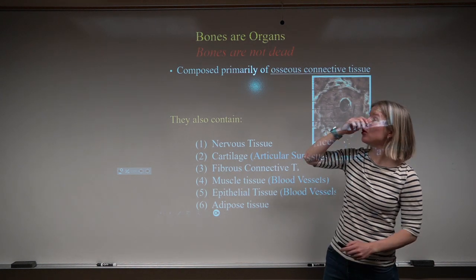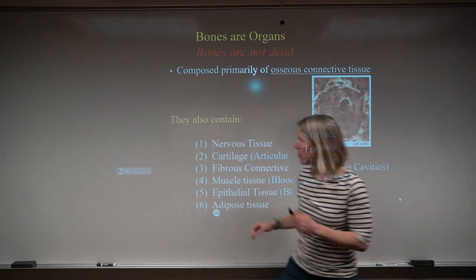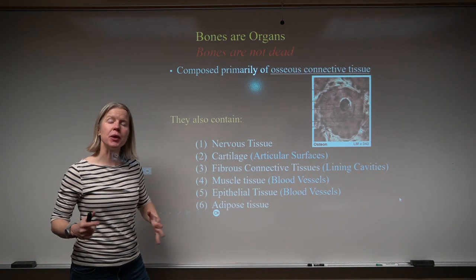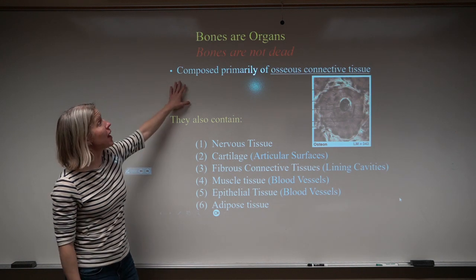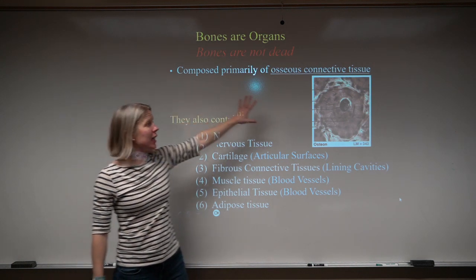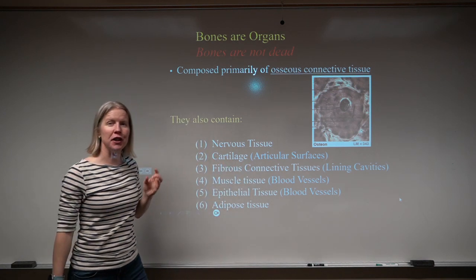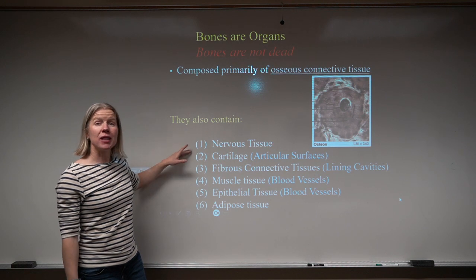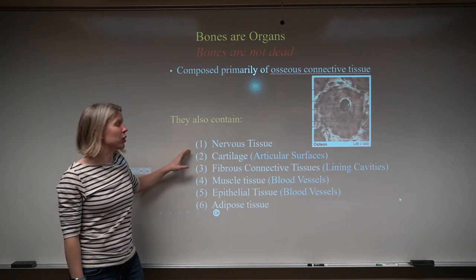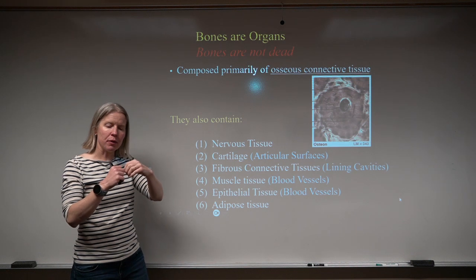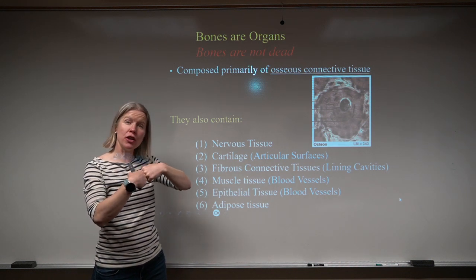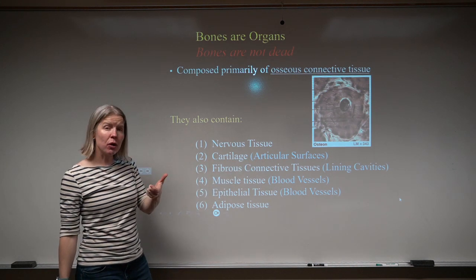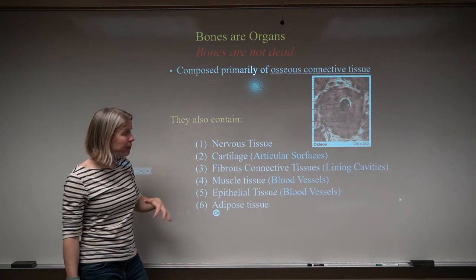Okay, so here we go. Bones are organs. Remember, when we talk about organs, we were talking about multiple different tissue types working together for some purpose. Now, they're primarily that osseous connective tissue, which don't worry, we'll talk a lot about, but realize that bones have nerves in them. It hurts when you break a bone. We talked about hyaline cartilage in the tissue chapter. That's going to be the cartilage that covers the ends of the bones, where they meet at an articulation.